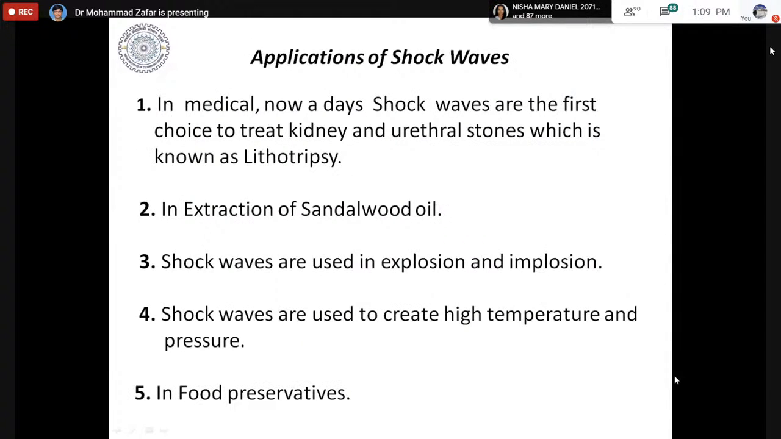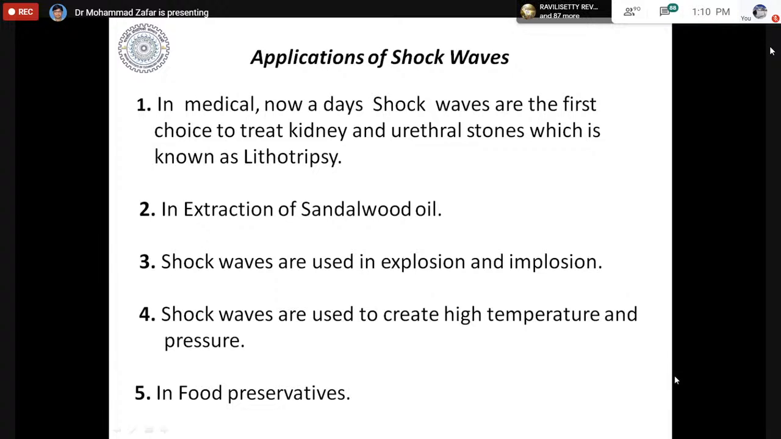Applications of shock waves. We have various applications for shock waves. The first application is in medicine: nowadays one method is there, lithotripsy. It is being used to treat kidney stones. Here they use an imploding shock wave of very weak strength, not strong strength, to remove the kidney stones. So stones would be shattered into pieces, and they come out of the body through urine. So this is a very nice application of shock waves nowadays.